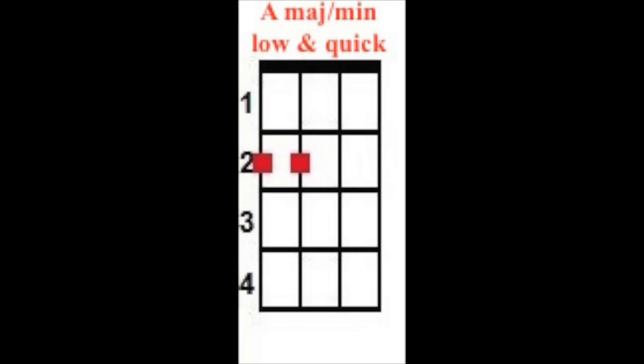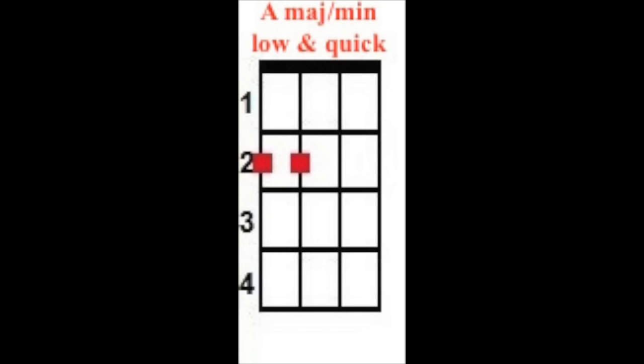Here is the third chord we will be looking at in this lesson. I've called it the A major minor low and quick chord. Again, the major minor part of the name means that this chord functions as a major chord or as a minor chord, just like the D major minor middle chord we looked at a moment ago. The low part of the name refers to its position on the instrument. It's played at the bottom of the instrument.